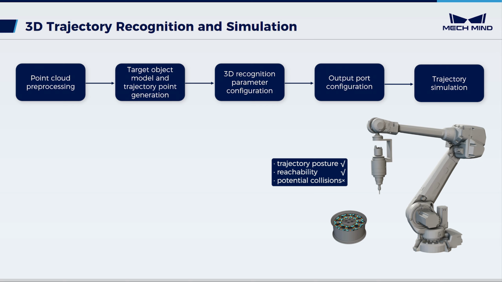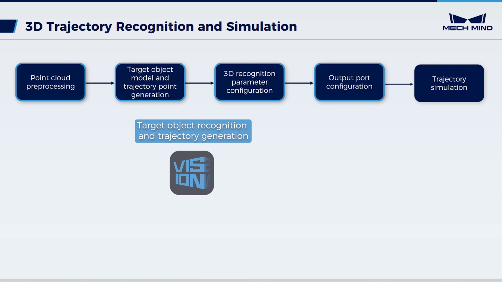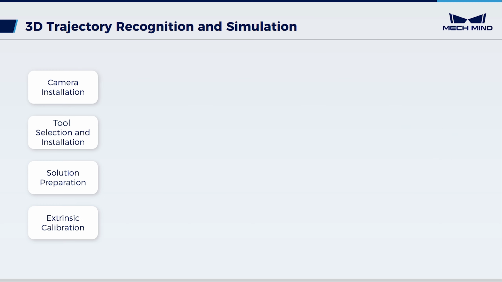the tasks. In this workflow, the steps on the left focus on target object recognition and trajectory generation, which can be completed using the 3D trajectory recognition tool. The steps on the right are used to view the robot's grinding simulation results and verify whether the trajectory execution meets expectations. Now, let's enter the specific operation.